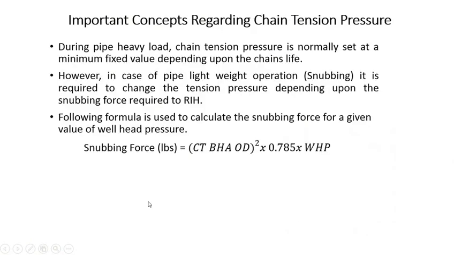Now let's see some important concepts regarding chain tension pressure. During pipe heavy load, chain tension pressure is normally set at a minimum fixed value depending upon the chain life. However, in case of pipe lightweight operation, that is in snubbing, it is required to change the tension pressure depending upon the snubbing force required, which is required according to the wellhead pressure. To calculate the snubbing force which is required, we can use this formula.